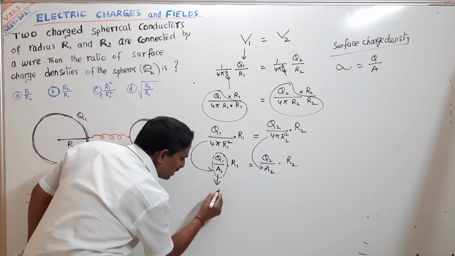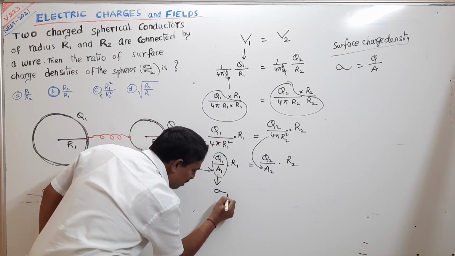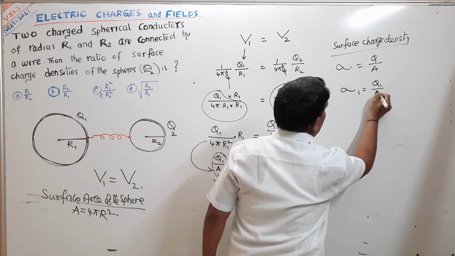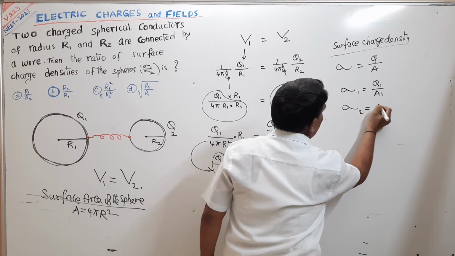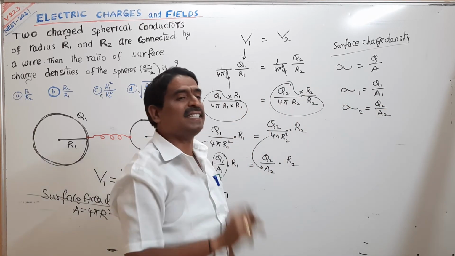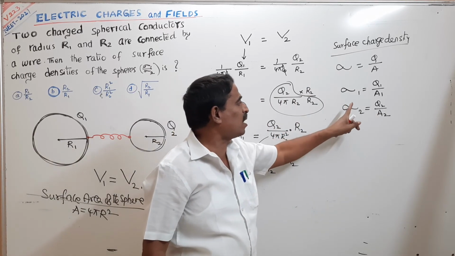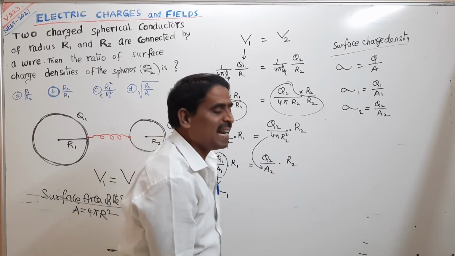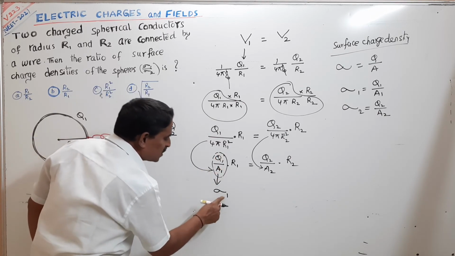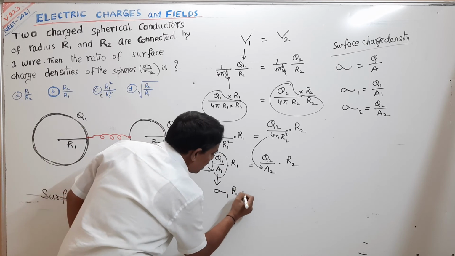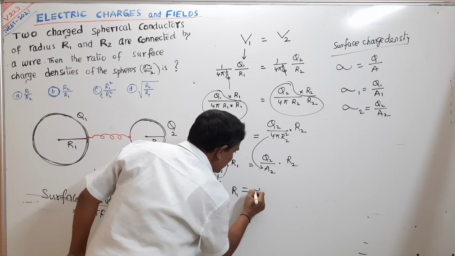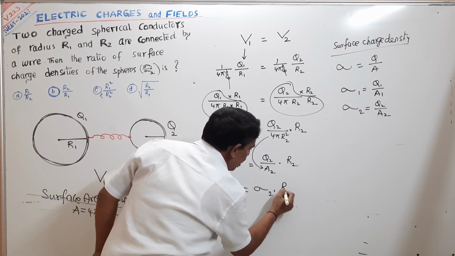Charge by area is the surface charge density of the first sphere. Now sigma 1 is equal to Q1 by A1, and sigma 2 is equal to Q2 by A2. Sigma 1 is the surface charge density of the first sphere. Sigma 2 is the surface charge density of the second sphere. So sigma 1 into R1 is equal to sigma 2 into R2.